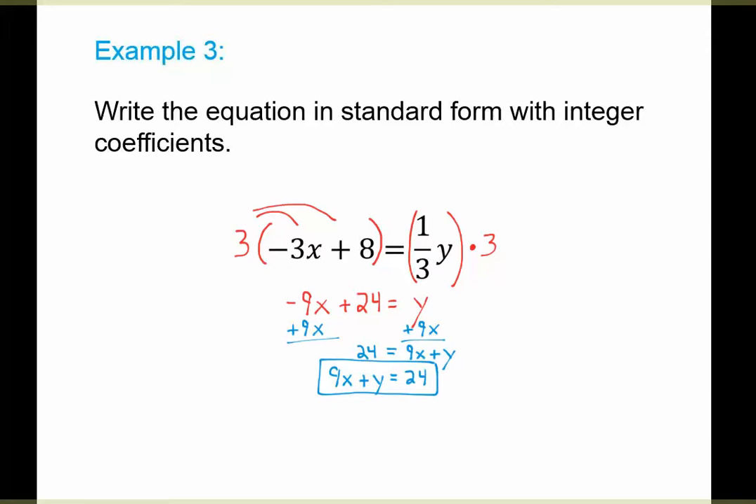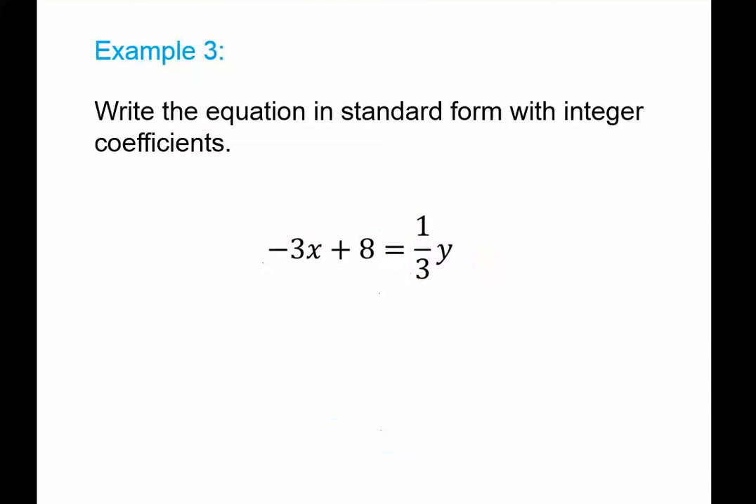Now, some of you might not have that answer. Hopefully by now you can guess what the other answer should look like. You might have made some different first steps. You could have subtracted y from both sides and then subtracted 24, and you would have ended up with negative 9x minus y equals negative 24. So this answer is correct as well. Okay, you can have either of those.